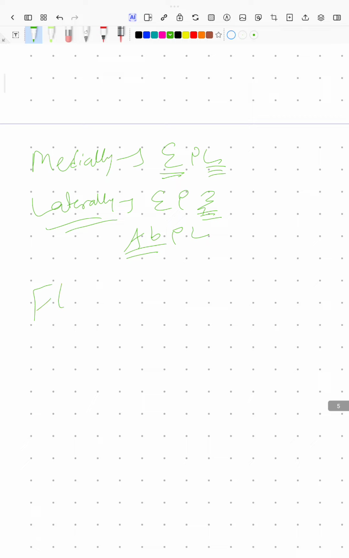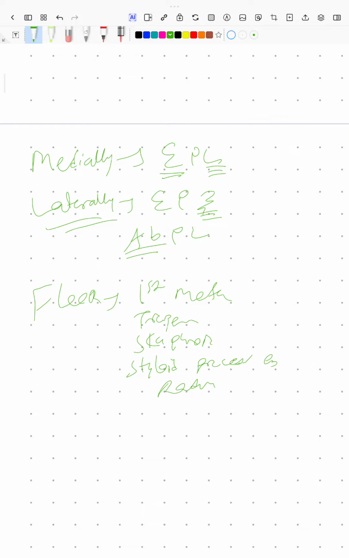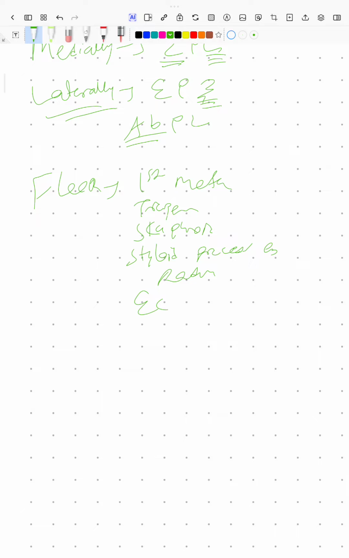Now, if you talk about the floor, we have first metacarpal, all right, then trapezium, then scaphoid, and then styloid process of radius. Then the two tendons are extensor carpi radialis longus and extensor carpi radialis brevis.